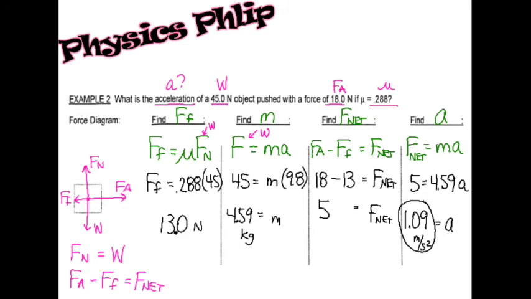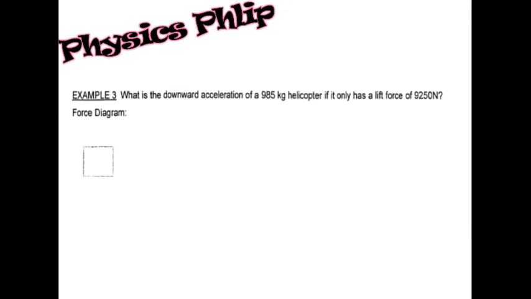One more example in this video. Example 3. Start by underlining. Looking for acceleration again. We will not always be looking for acceleration. But in example 3 we are.